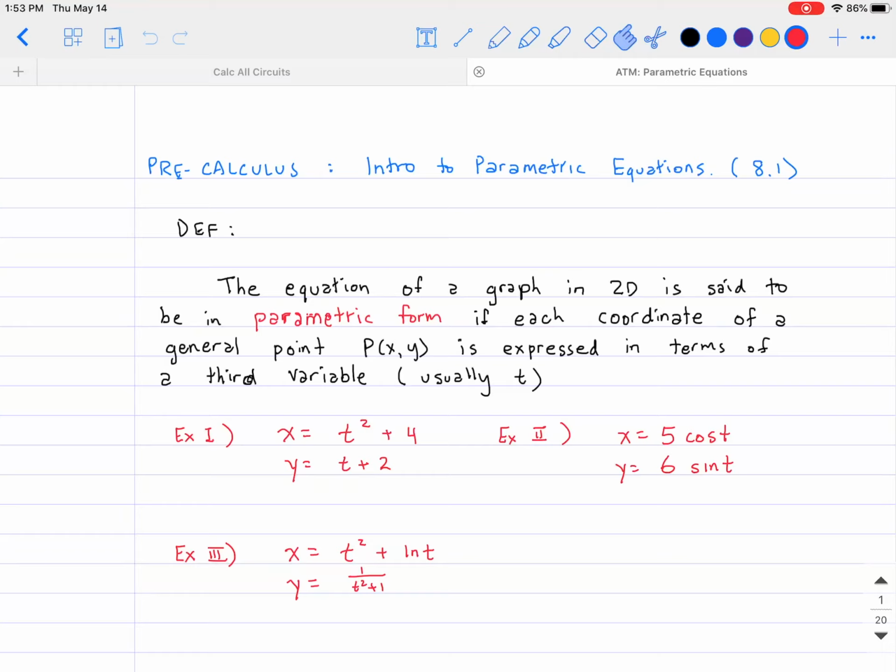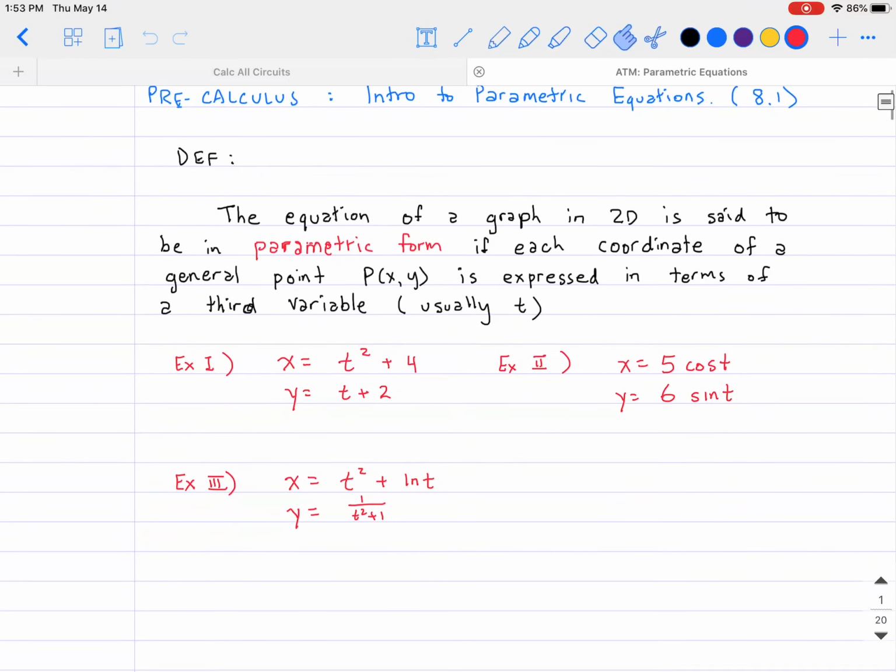Three dimensions, same thing. If you have x, y, and z, and all three can be a function of t, then that's parametric. To start with a formal definition, we have the following. The equation of a graph in 2D is said to be in parametric form if each coordinate of a general point P of (x, y) is expressed in terms of a third variable, usually t. That's basically what we were just talking about.